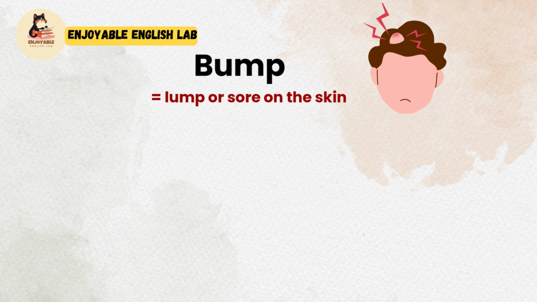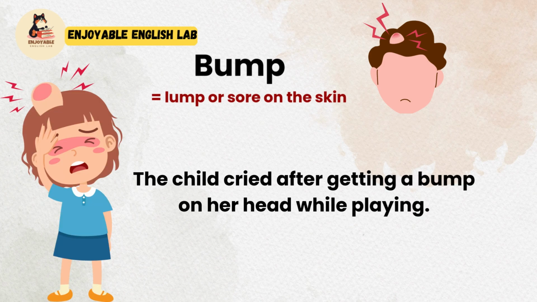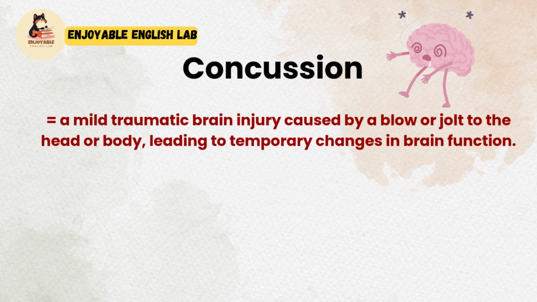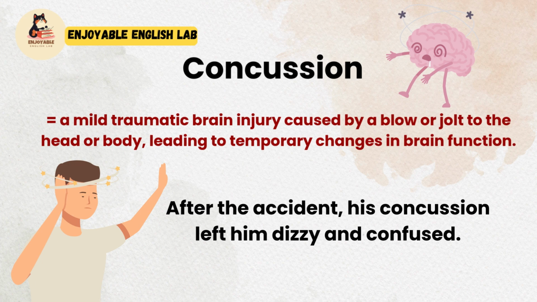Bump. A bump is a lump or sore on the skin. For example, the child cried after getting a bump on her head while playing. Concussion. A concussion is a mild traumatic brain injury caused by a blow or jolt to the head or body, leading to temporary changes in brain function. For example, after the accident, his concussion left him dizzy and confused.